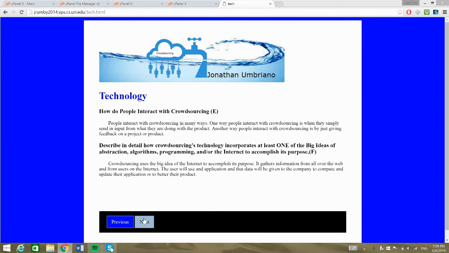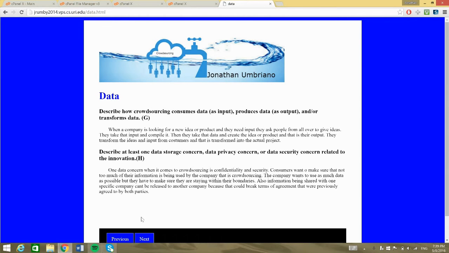So next we'll be moving on to the data page. On the data page, there are 2 questions. Describe how crowdsourcing consumes data as input, produces data as output, and or transforms data.